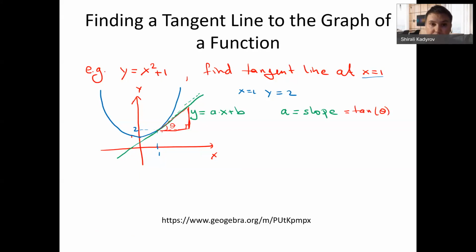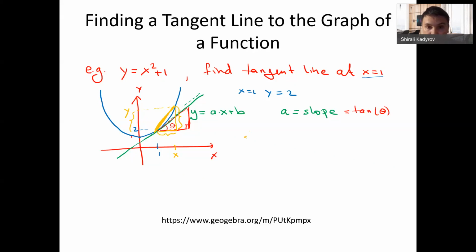Okay, but how do we find it using our graph? Well, what I can do is start with a different point. I can pick some point right here. Let's call it x, and there is y here. Because for now I don't know the tangent, let's compute the slope of this particular line. As you can see, this is the height, this is the width. The height is y minus 2.